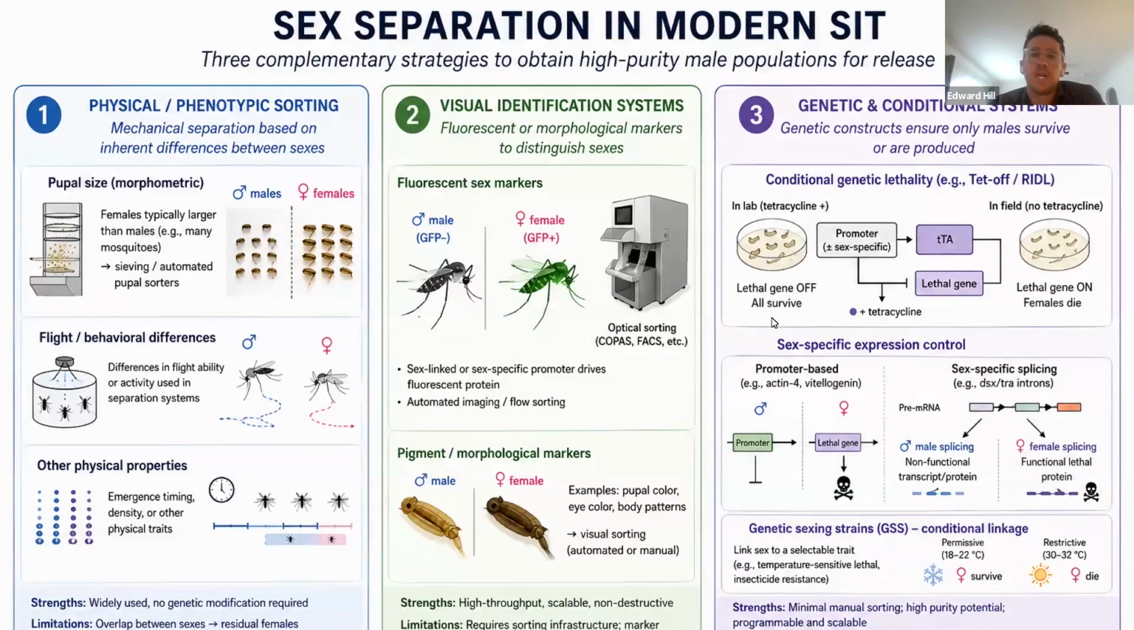The rest of this image is way too busy, and this is for mosquitoes primarily. But the general idea is that if we can't separate by inherent physical differences, the idea is to create physical differences that we can separate by, or create survival differences in the sexes through genetic manipulation.